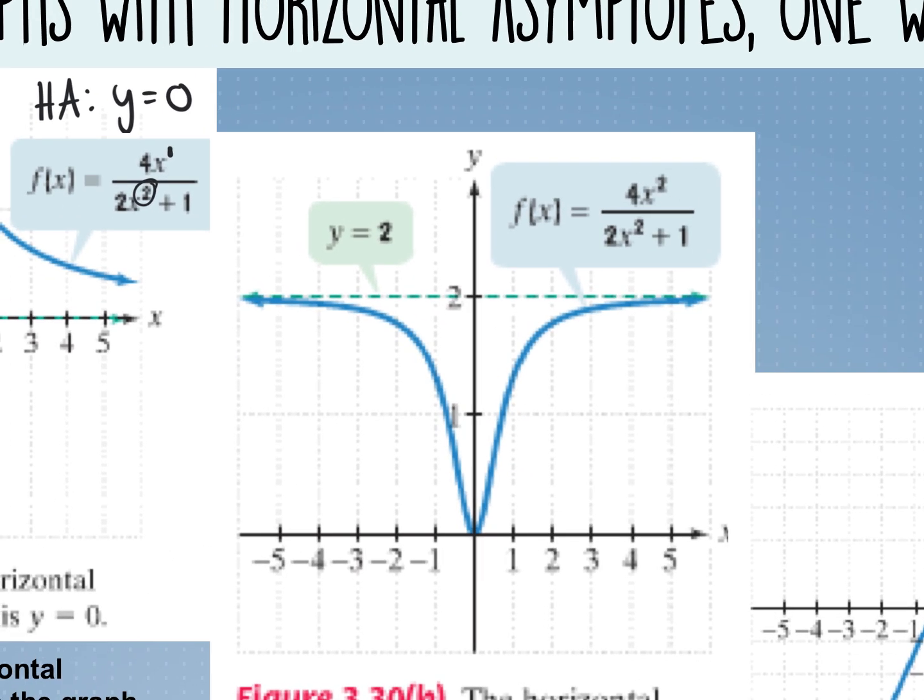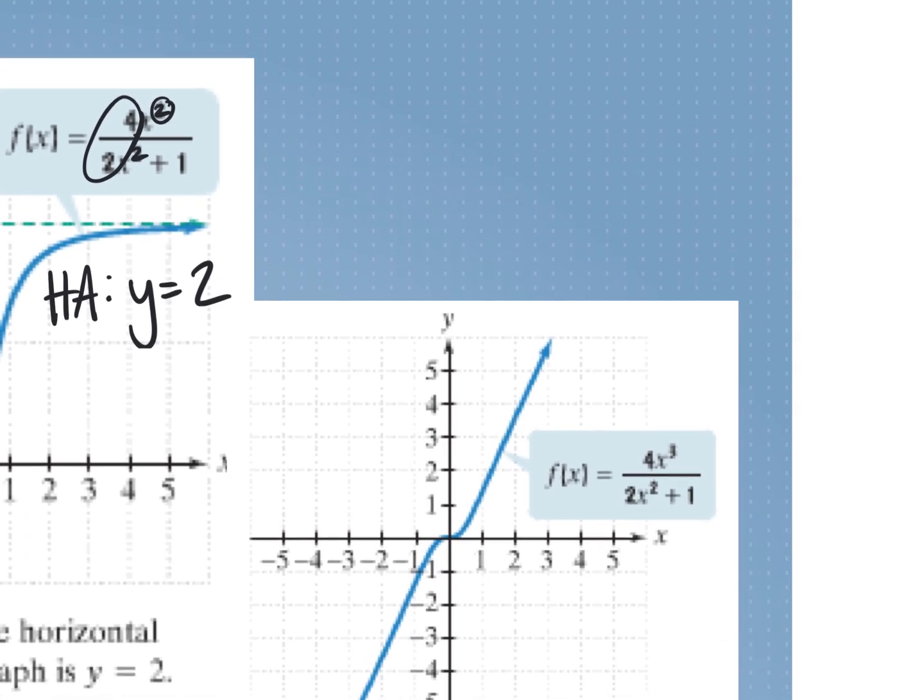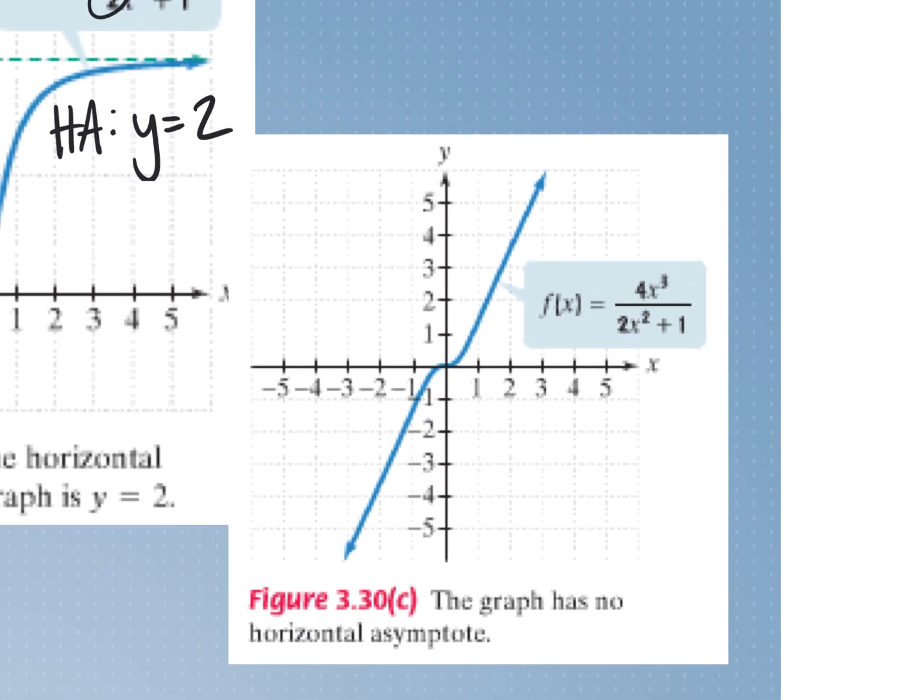Looking at the example in the middle, our degree on top is 2 and the degree on the bottom is 2. So I look at my coefficients. So what would my horizontal asymptote be here? Awesome. Y equals 4 over 2, which simplifies to 2. And then in our third example, the degree on top is 3 and the degree on the bottom is 2. When my degree on top is greater than my degree on the bottom, what's my horizontal asymptote? None. Perfect. Good job.